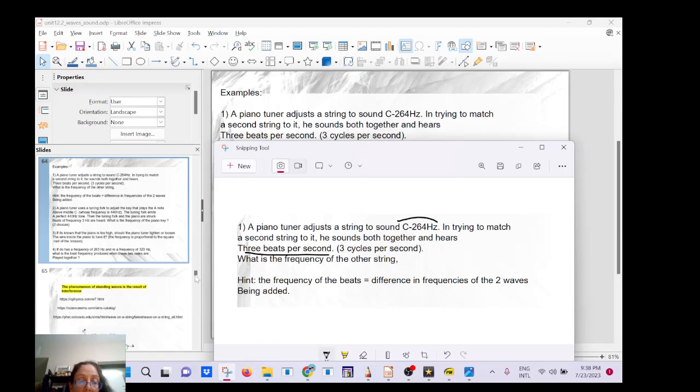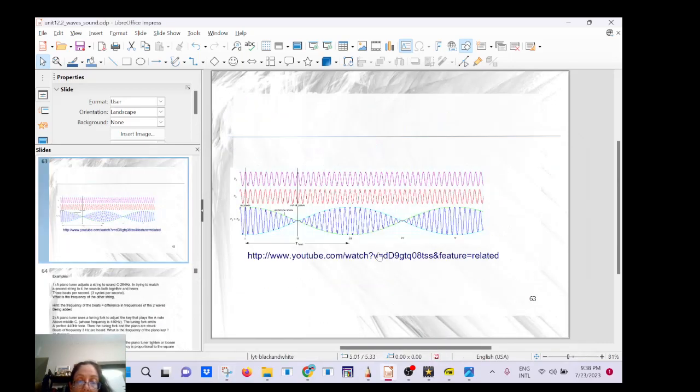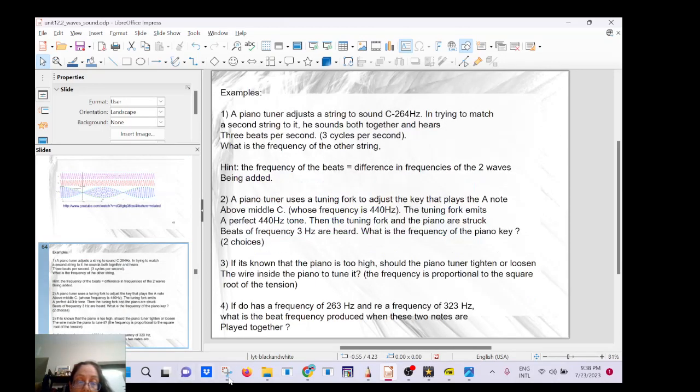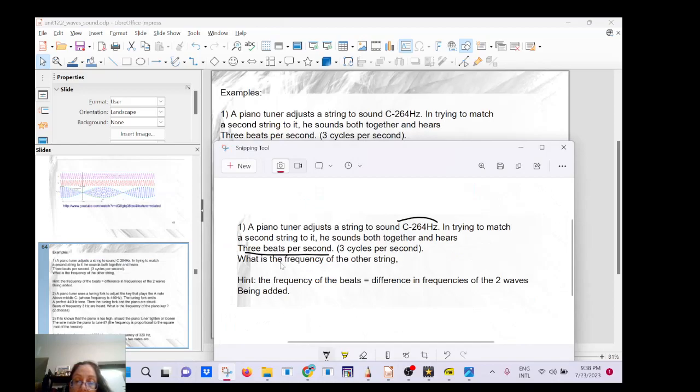So what do we call beats? You know, those things here. Okay, so 3 beats. 1, 2, 3. So that means the beat frequency is 3 hertz. So that means it's either 267 hertz or it could be 261 hertz, right?